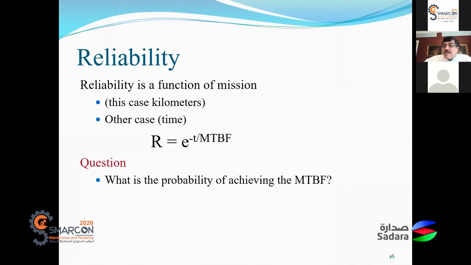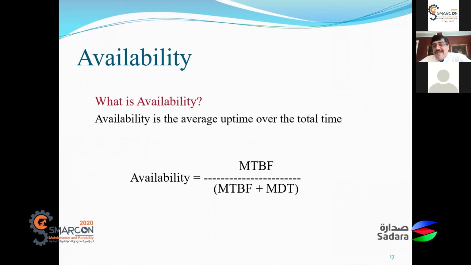So how is reliability different than availability? Availability, in concept, is very simple. It's basically the uptime divided by the total time. So the uptime, on average, is the mean time between one failure and another. So the MTBF is your uptime, and your total time is basically your downtime plus your uptime. So that's basically what availability is.